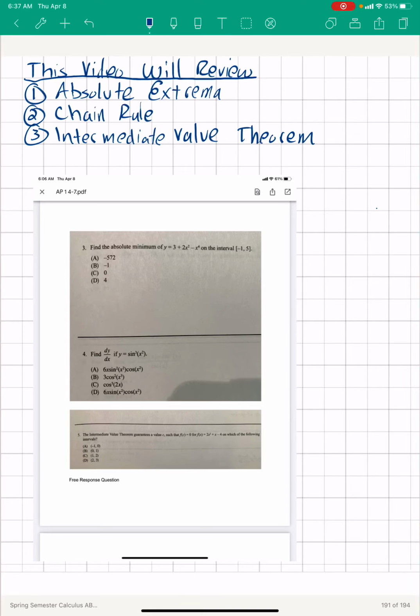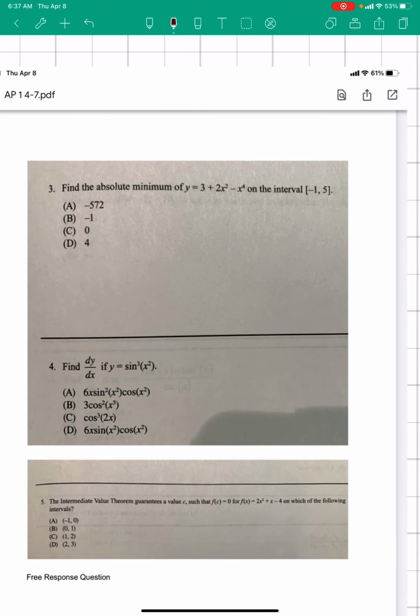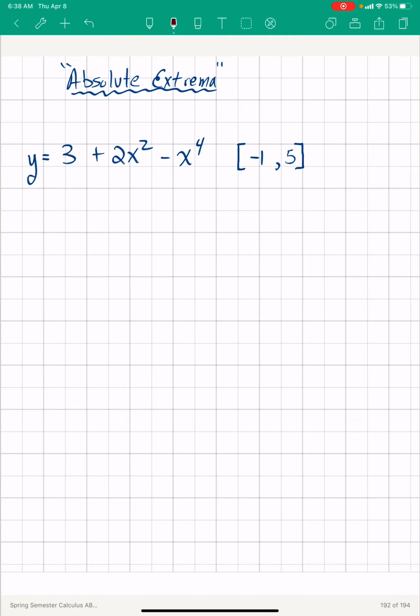In this video, we will review absolute extrema, chain rule, and intermediate value theorem. Yesterday, students in class saw problems 3, 4, and 5, which I got from an AP Princeton Review Calculus AB practice book. Let's take a look at how we resolved some of these problems.